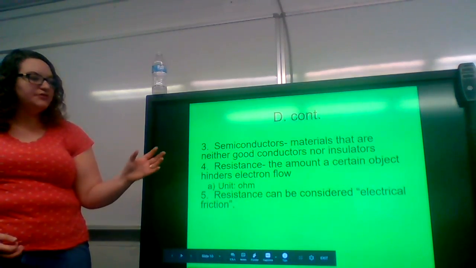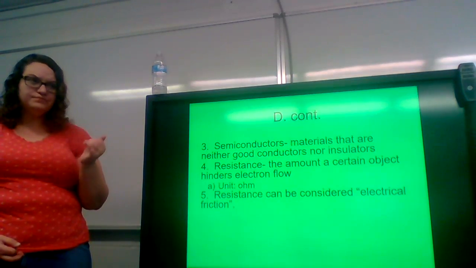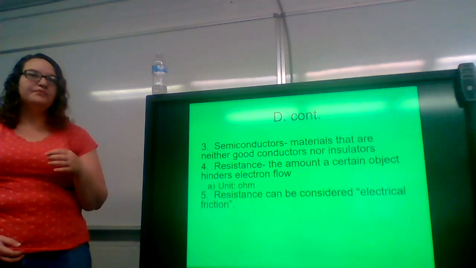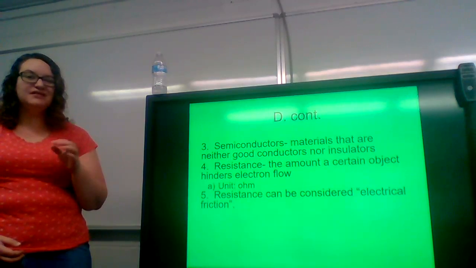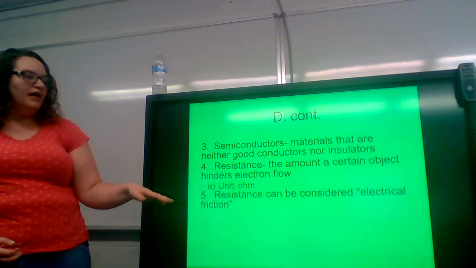Semiconductors, these are materials that are neither good conductors nor insulators. A good example of this would be the nail that you guys used in your electromagnet last week. It's not necessarily a good conductor, but it's not necessarily a good insulator either, because you could charge it electrically if you wanted to. It just doesn't naturally take on that electric charge.